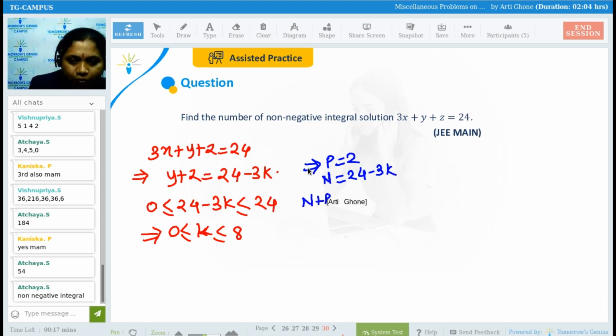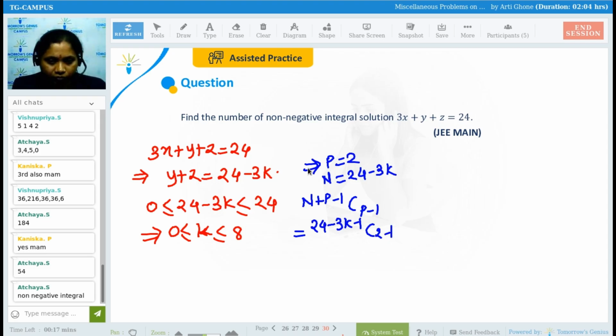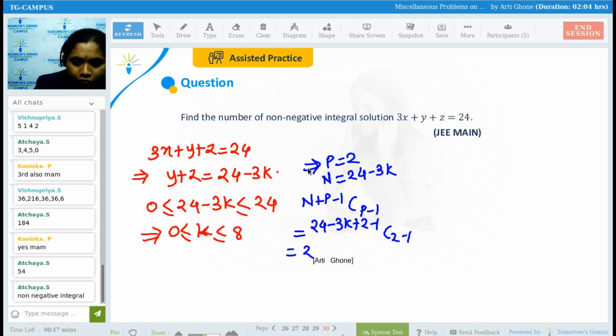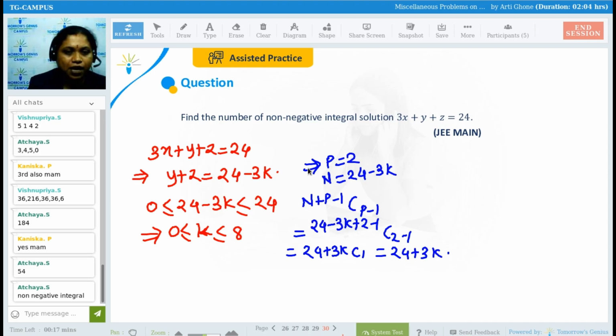First calculate the Beggar's method, n plus p minus 1 C p minus 1. So it is nothing but 24 plus 3k, sorry, 24 minus 3k. Got it? Clear? 3k plus 2 minus 1 C 2 minus 1. So it is 24 plus 3k C 1, which is equal to 24 plus 3k. Clear? So the Beggar's method calculation for this one is leading to 24 plus 3k.